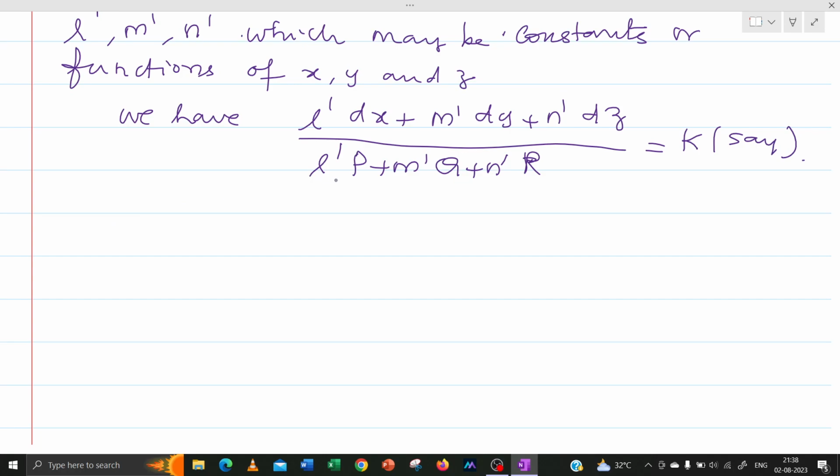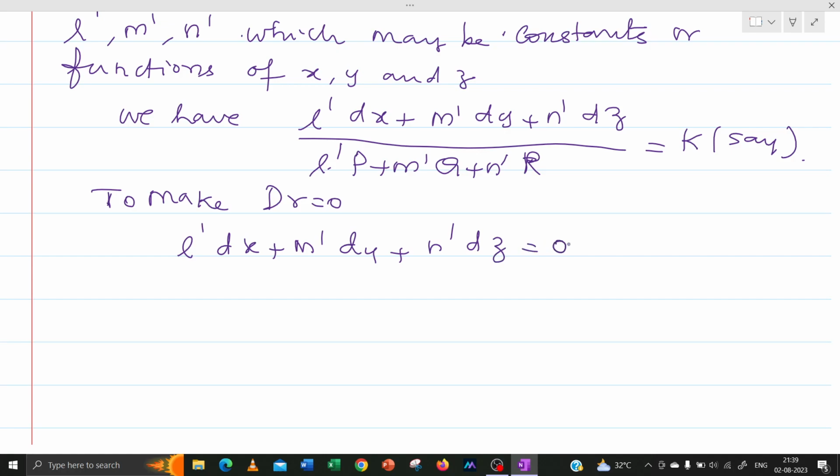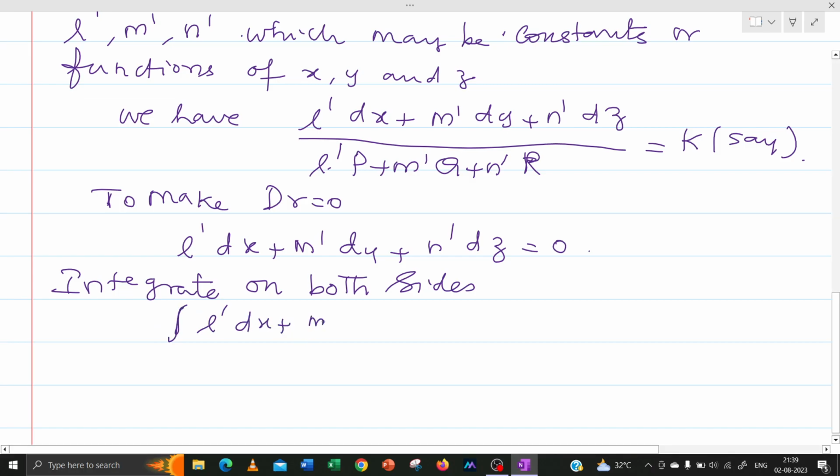Okay, so in case you are choosing L dash, M dash, N dash, you choose them to make the denominator equal to 0, according to that L dash, M dash, N dash. So if the denominator is equal to 0, then you will get L dash dx plus M dash dy plus N dash dz equal to 0. If you integrate on both sides, then you will get the integral of L dash dx plus M dash dy plus N dash dz equal to some constant c2. You can take this as the solution v.